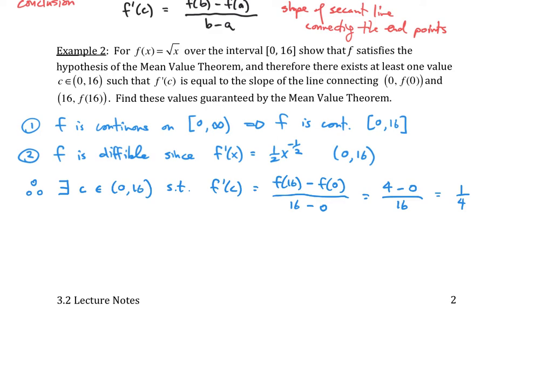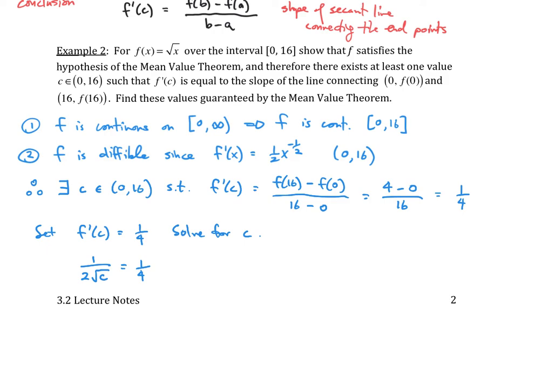All right. So now we want to find all the points that satisfy this particular instance of the mean value theorem. So what we're going to do is we are going to basically set f prime of C equal to 1 over 4, and we're going to solve for C. Okay, so what does f prime of C look like? That looks like 1 over 2 times the square root of C. That's the first derivative evaluated at C. We're going to set that equal to 1/4.